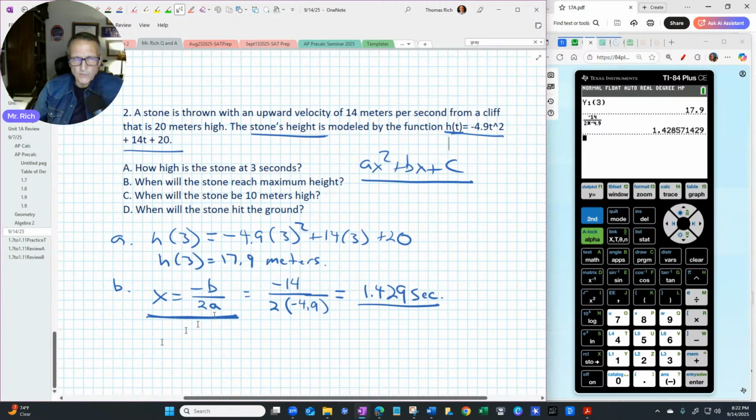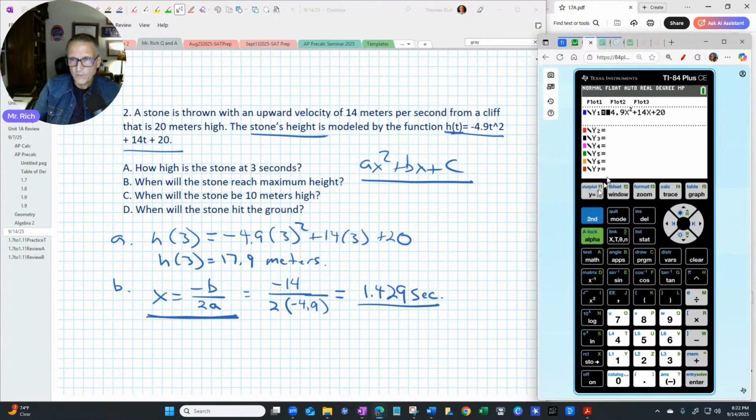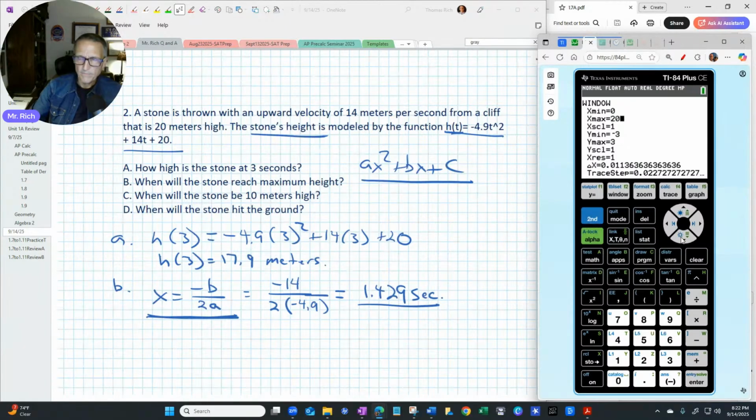Now, I want to show you how to do this graphically. Suppose you wanted to graph it and actually look at where the vertex is. So here's what you have to do. I'm going to graph the parabola that I put in here for y1. I am going to hit the window button, because I need to set the window. I'm going to set my x values, which are representing the t's here. I'm going to start at 0 because that's when the rock was thrown, and I'm going to go out to about 20.